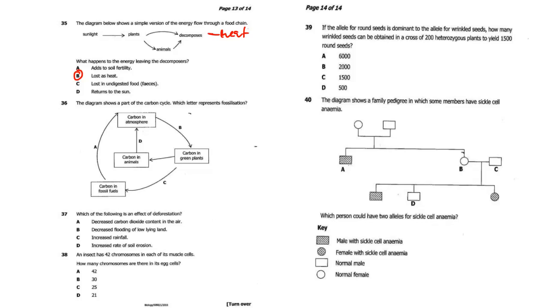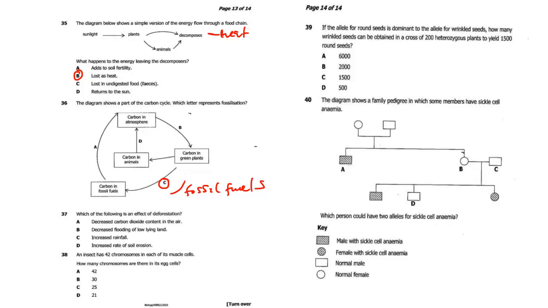Question 36. Which of the following is part of the carbon cycle? The diagram below shows the carbon cycle, which letter represents fossilization? So fossilization is just the formation of fossil fuels. That is what we call fossilization. So here you find carbon in fossil fuel. C is the fossilization.